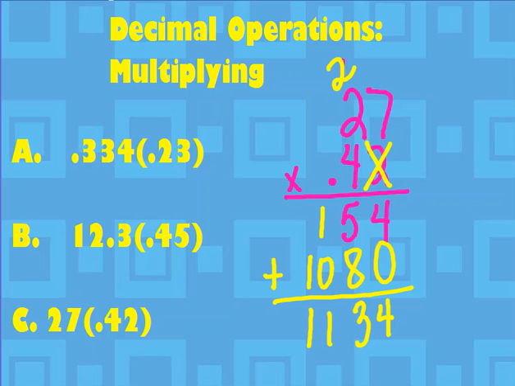So you can probably already guess that we're going to move our decimal 2 spaces in my answer because there's 2 digits behind the decimal. So 11 and 34 hundredths would be the final answer here. Again, your main thing to remember when you are multiplying decimals is to count them up.